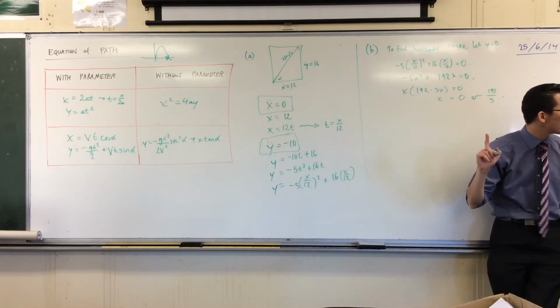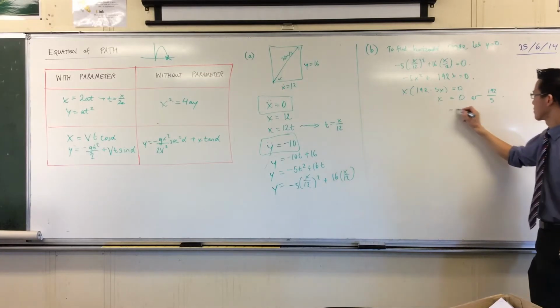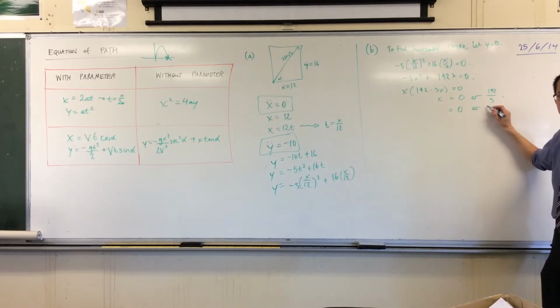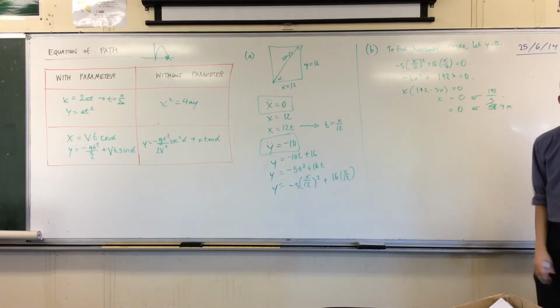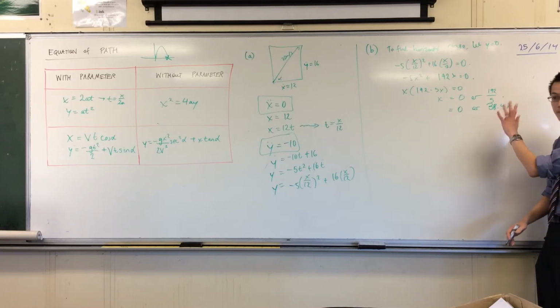Okay, what's that? 192 over 5. They didn't give it to us, did they? What is it? Decimal? Anyone? It's close to 40, isn't it? Just a bit under 40? 38.4 meters. There you go. There's the horizontal range. Ta-da!